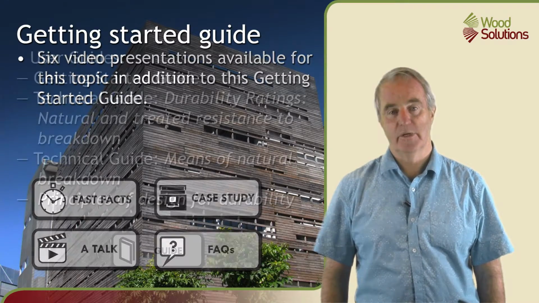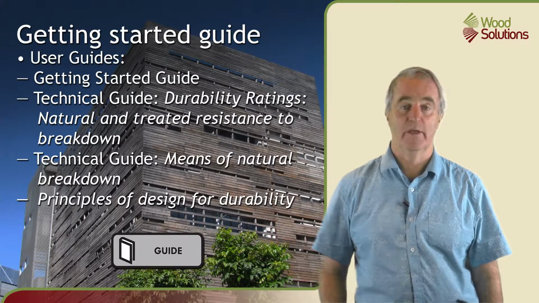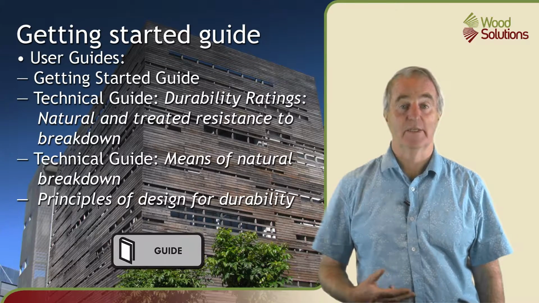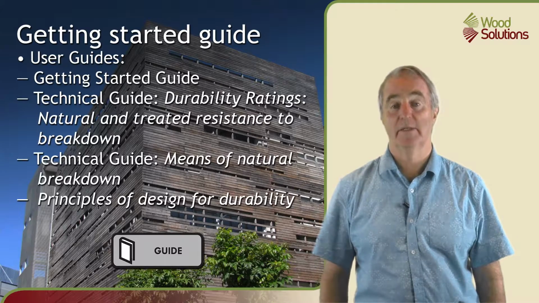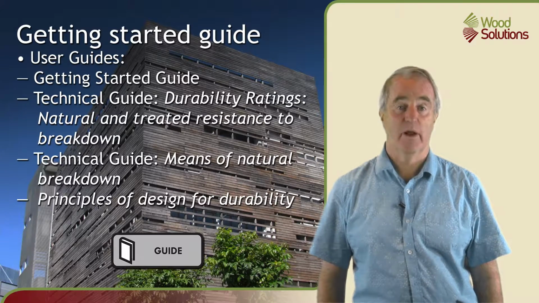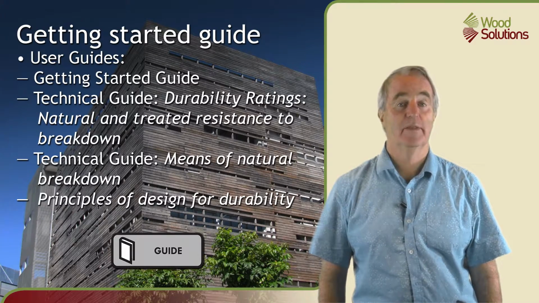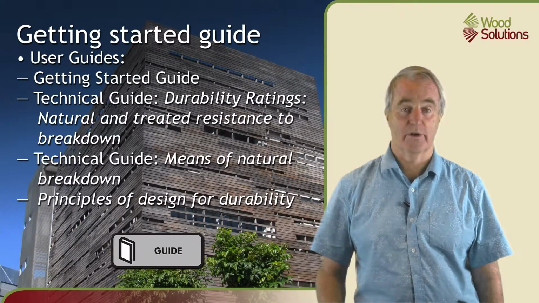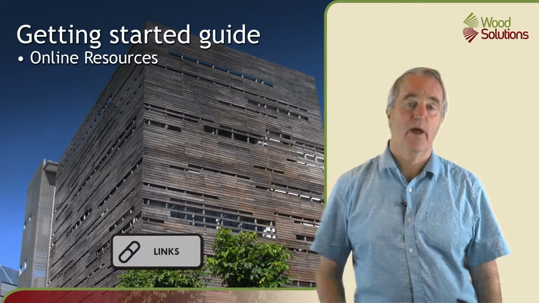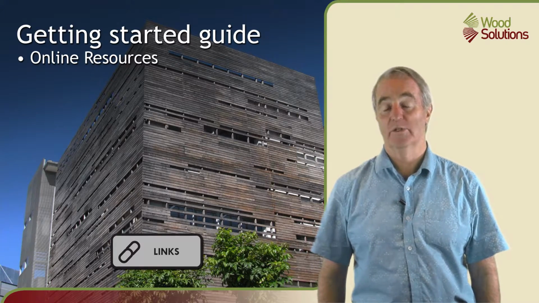There are 3 user guides available for this topic that you can download as a PDF, print and read. They are the printed copy of this Getting Started guide, and then separate technical guides on Australian timber product standards and compliance and Australian building regulation. These guides outline the content covered in the video presentations and describe how they relate to your work. Next, there are other resources. These are links to additional online information about the topic, such as a design guide on the Wood Solutions site.